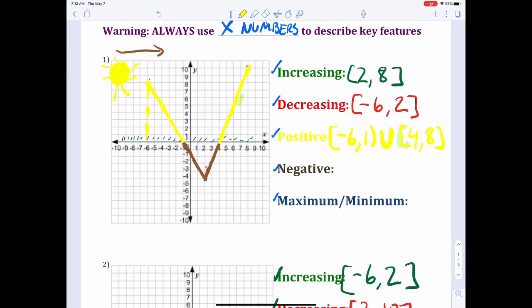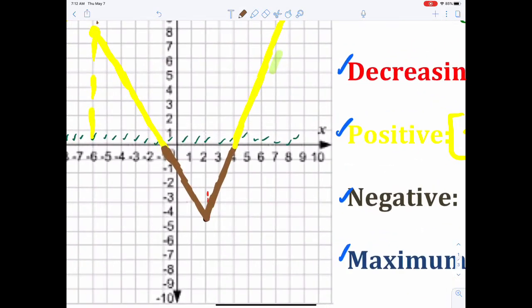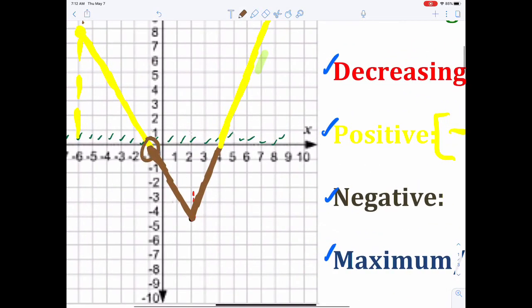And where is it negative? So where is the dirt happening? Well, where does it start happening? The dirt starts happening right there, right at -1.